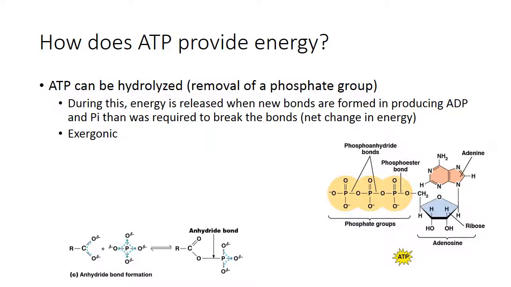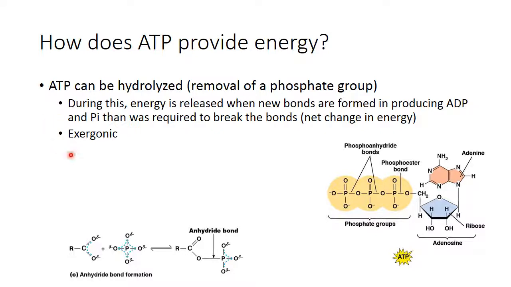Now, the molecule itself, ATP, we often talk about it being high energy, but what that means is breaking it is actually going to release the energy. So the molecule itself is not what we're talking about when it's high energy, but the process of breaking it apart is what's going to release the energy. And the energy is released when these new bonds are formed that produce ADP and Pi. There's more energy released from doing that than what was required to actually break the bonds. So the net change in energy, you have more energy after the fact than when you started.